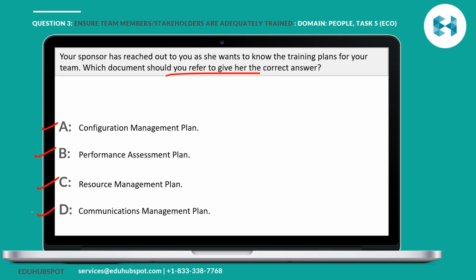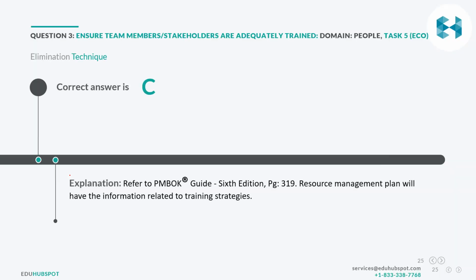www.eduhubspot.com. A lot of people get confused on configuration and change management. Configuration is about the setup, the modules, what are the things which are in scope, out of scope, on the configuration aspect. This is more talking about where the training plan is mentioned, and honestly it's actually your resource management plan. Once again, I will talk about this in detail in my Plan the Project Work video, which is our correct choice.